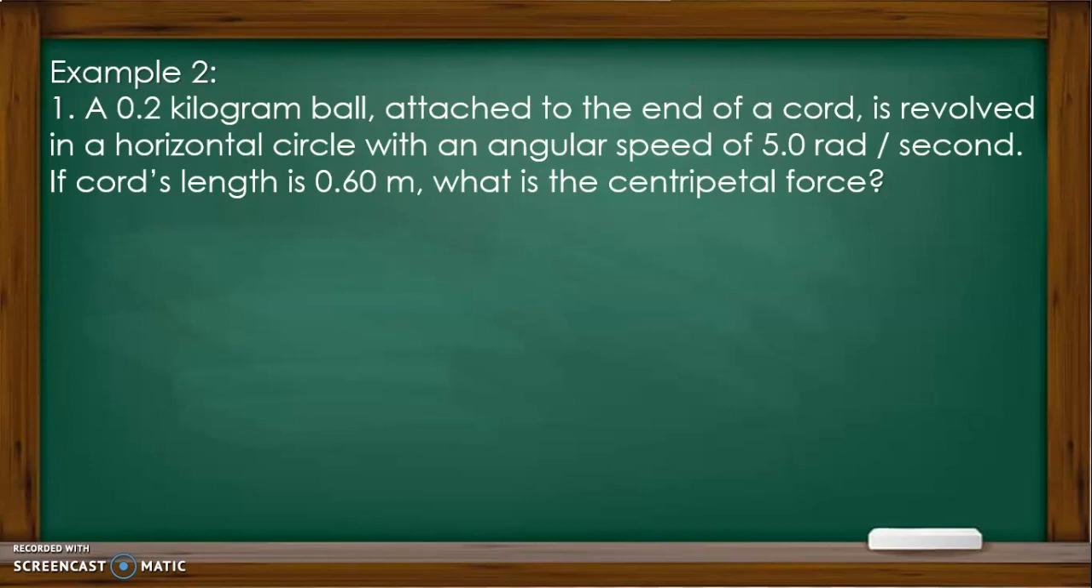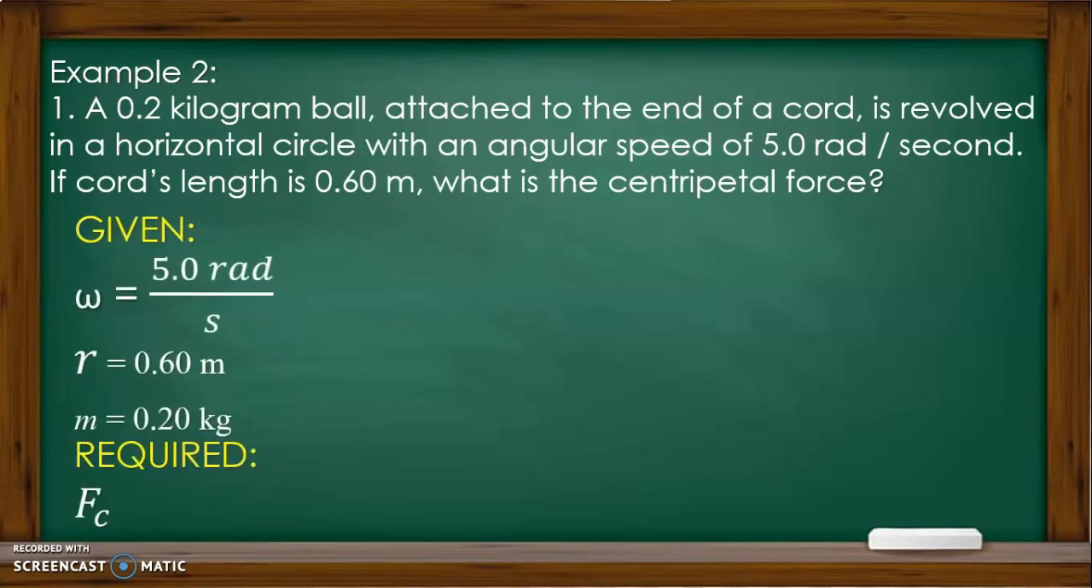In this problem, we are given this time its angular velocity, radius, and the mass of the moving object. Angular velocity is 5 radians per second, radius is 0.6 meter, and its mass is 0.2 kilogram. Then, we are tasked to solve for the centripetal force.